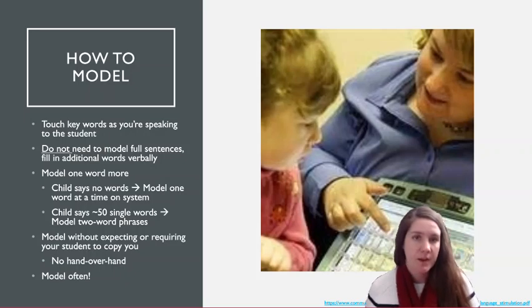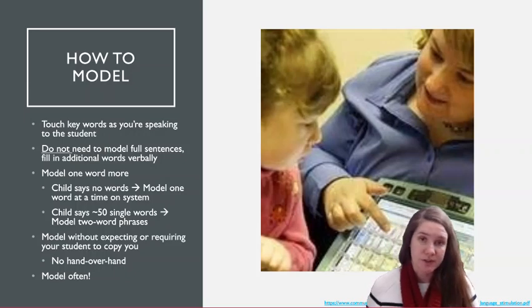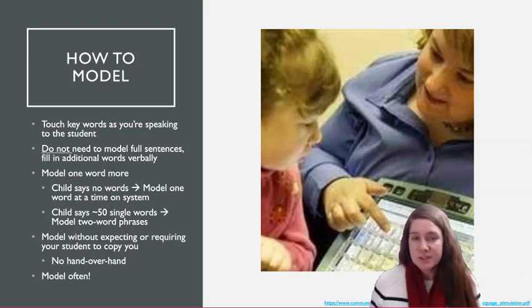So if the child is not saying any words intentionally using their communication system, model one word at a time. It's also good to repeat modeling the same word or a few words because the more opportunities a child has to see that word in use, the more likely they are to understand and then eventually use it. If your child is starting to use their system and is intentionally saying around 50 single words using that, you can start to combine words and model two-word phrases.